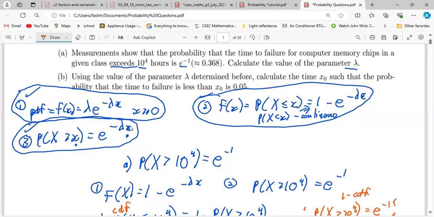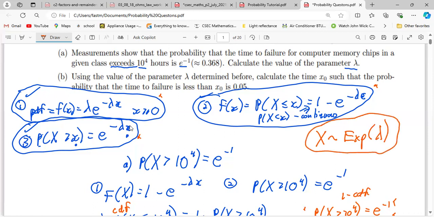Things to keep in mind are these equations here. And one last thing, in terms of writing the parameter for the random variable for exponential, it would just be x follows exponential, and the parameter for it is lambda. That's just a side note. And that is the end of that question.